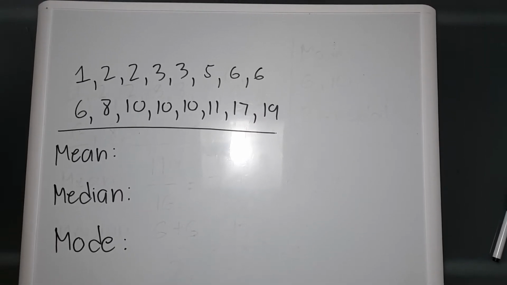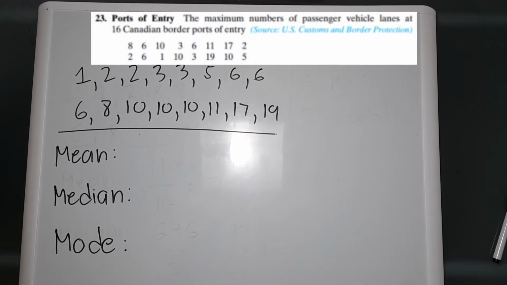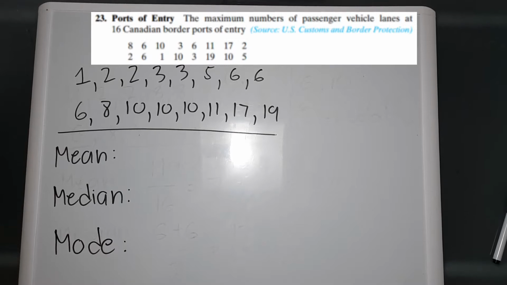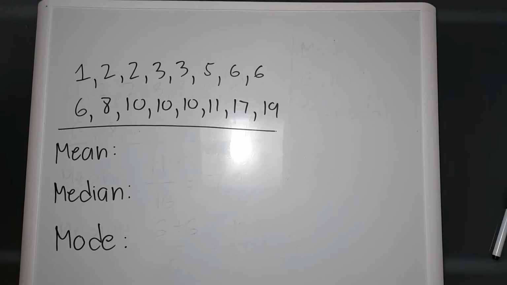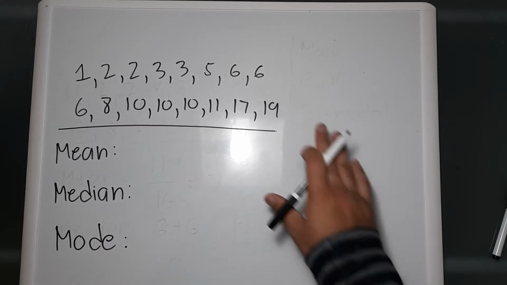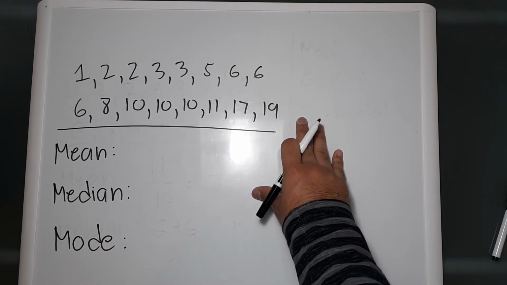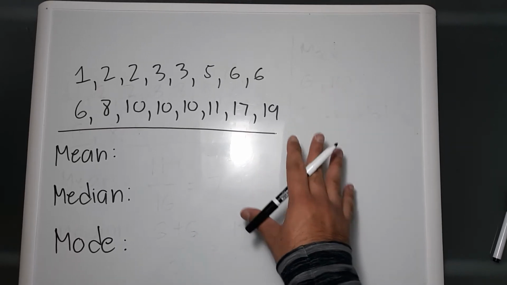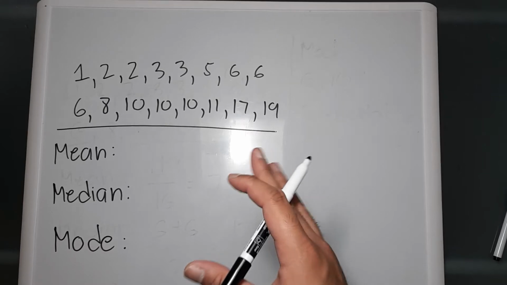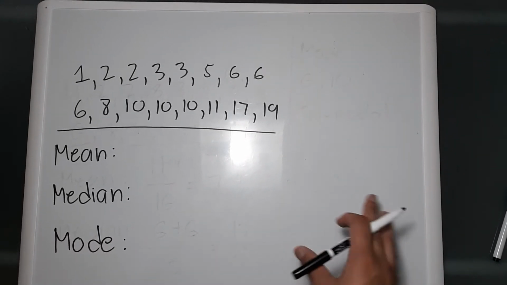Alright, so the first question is the maximum number of passenger vehicle lanes at 16 Canadian border ports of entry. We need to find the mean, the median, and the mode of the dataset given. So this is the dataset, and what I did here is I arranged it into ascending order because this makes solving for the mean, median, and mode easier.